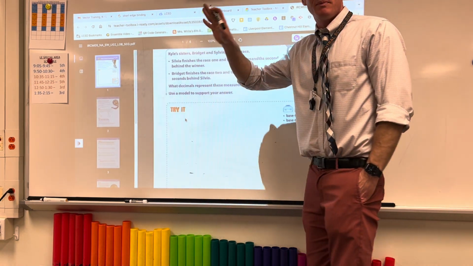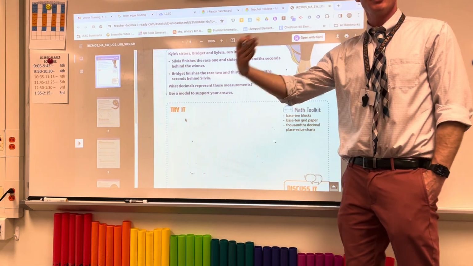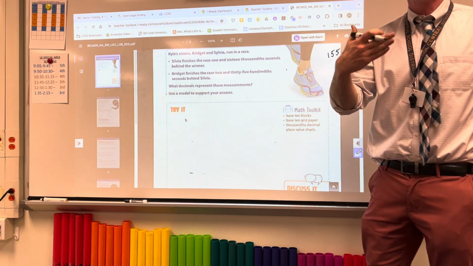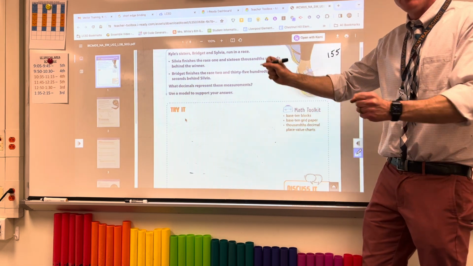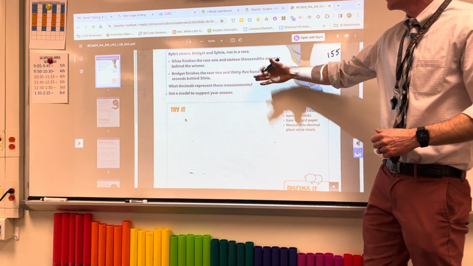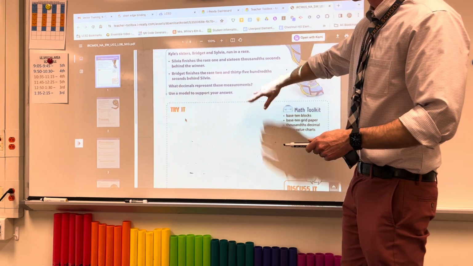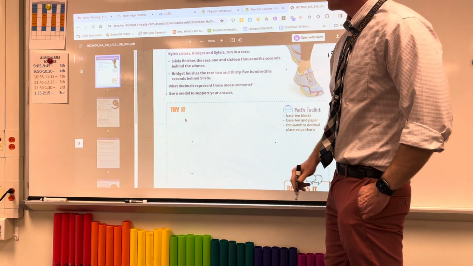Hey, today we're going to look at page 155 and we're still continuing the journey on reading and writing decimals. This time we're going to get the decimals in word form and we have to put them into number form. Let's take a peek. Kyle's sisters, Bridget and Sylvia, run a race.